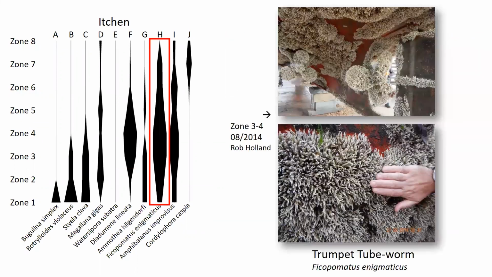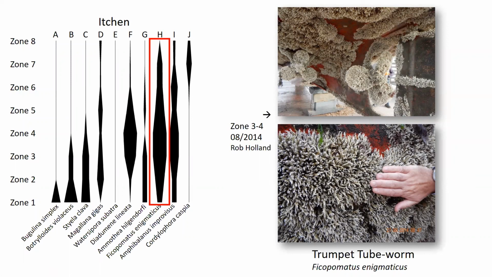Okay, so one final feature, particularly of the Itchen, which I wanted to bring out, is these very large populations of trumpet tube worm over quite a large part of the estuary, but peaking around zones 4 and 3. And this is a species which benefits from warm summers reproductively, apparently.